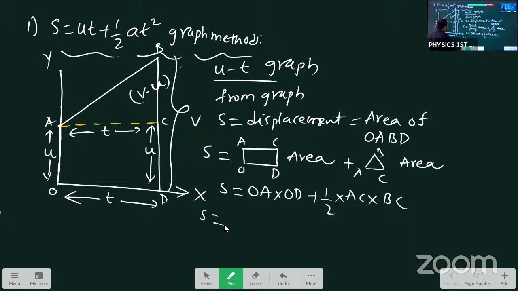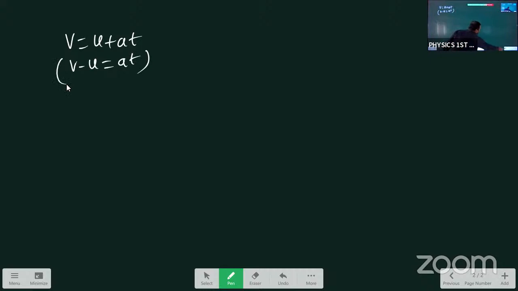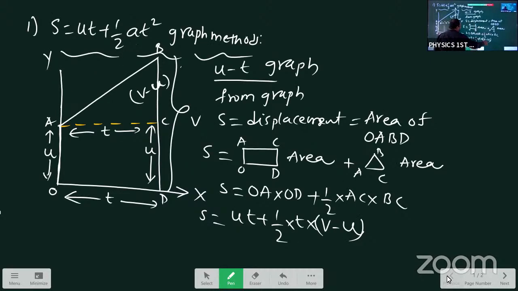S equals OA, which means U, and OD, which means T. U into T, UT. Half AC is T, into BC, which is V minus U. So students, V minus U: now see, among the 4 equations of motion, you know V equals U plus AT. U comes to the left side as minus, so V minus U equals AT. Here we write V minus U is equal to AT.